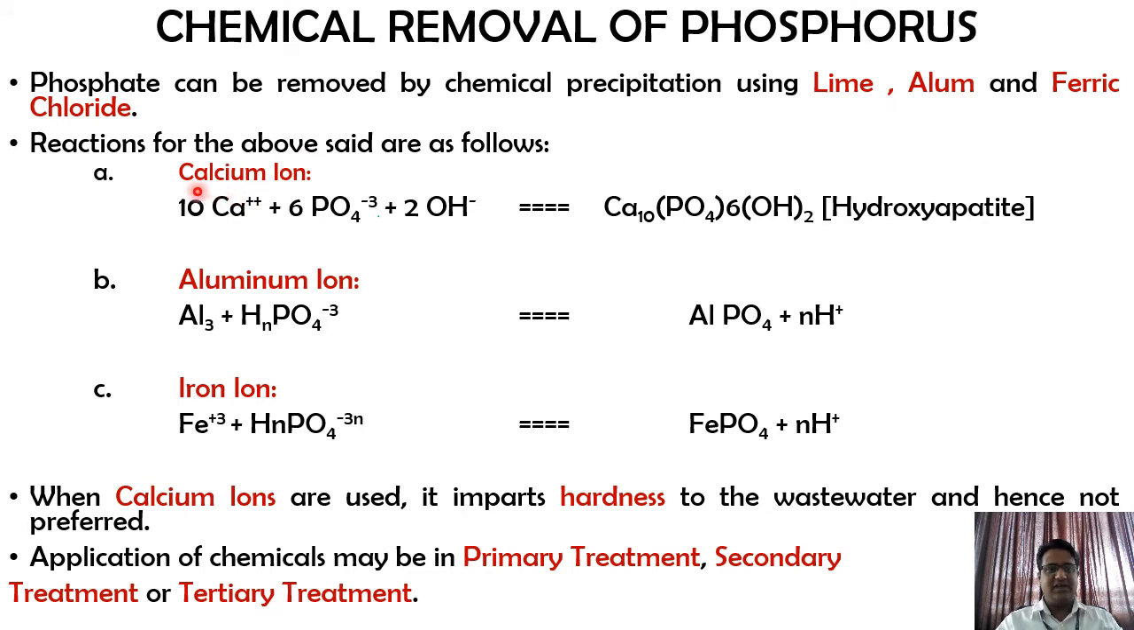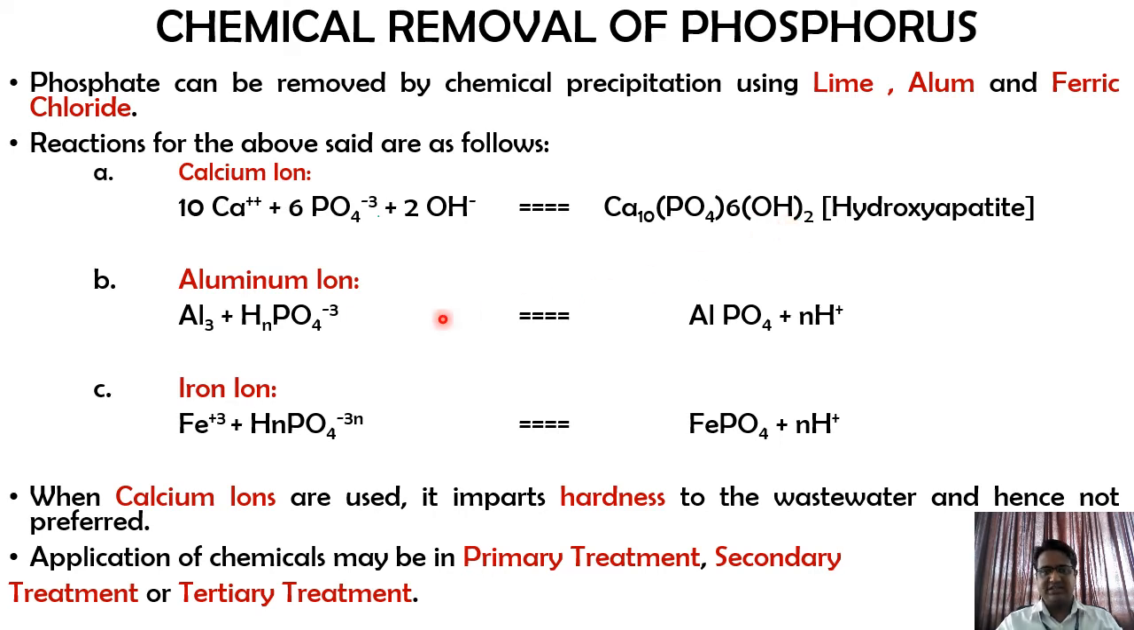If I consider the calcium ion, as per the stoichiometric values you can see 10 molecules of calcium, 6 of phosphate and 2 of OH minus, that is hydroxyl ions. So calcium, phosphate and hydroxyl ion will form hydroxyapatite, right? This is a calcium phosphate along with the hydroxyl ion. Basically this is a precipitate.